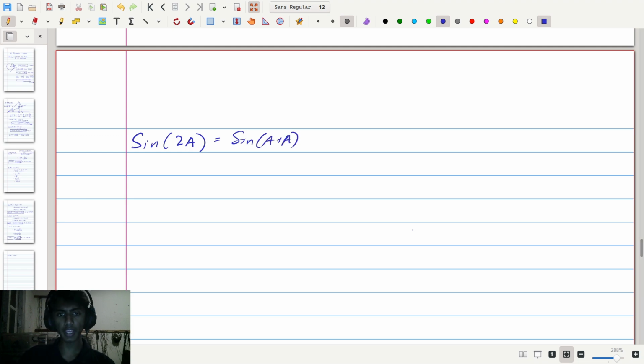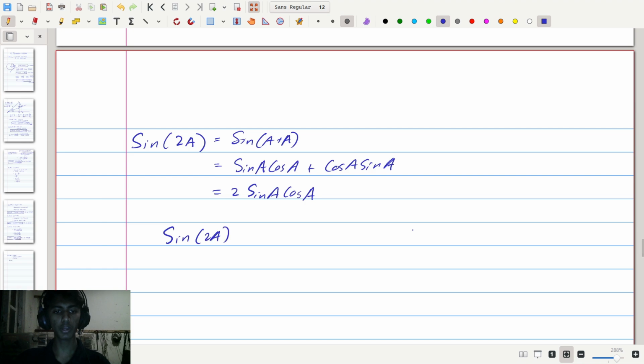So we can just substitute a and a as our two angles into our formula for the sine of a plus b. So the sine of a plus b is sin a cos b plus cos a sin b. Substituting both of these as a, we get sin a cos a plus cos a sin a. Note that both of these are exactly the same product. So we have 2 times sin a cos a. So that means the sine of double of any angle is equal to double the sine of the angle times the cosine of the angle.